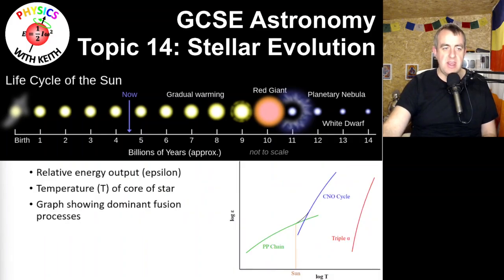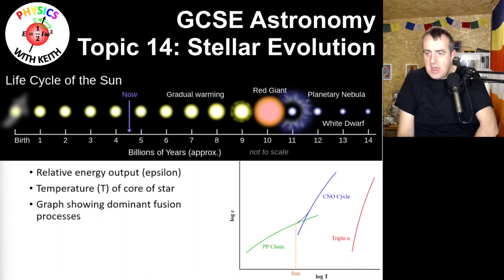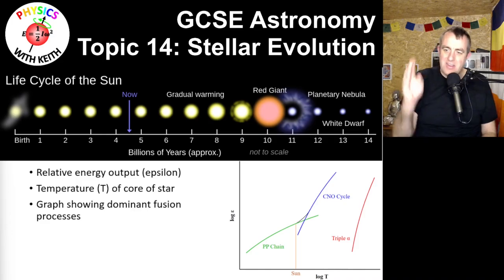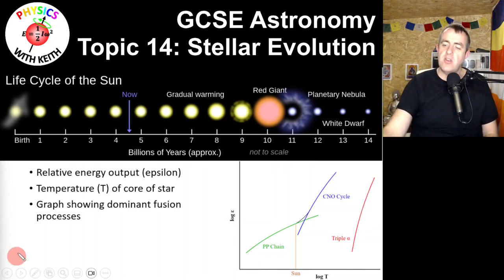Okay, so what happens next? Well, I've got a graph. I just thought I'd include this to show the dominant fusion process. On the x-axis, we've got something to do with temperature. On the y-axis, you've got the relative energy output, the amount of energy we're getting out. They're logarithmic scales, so it's not a linear graph, but don't worry too much about that.